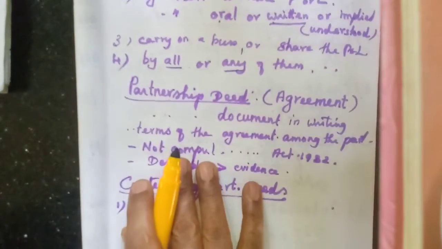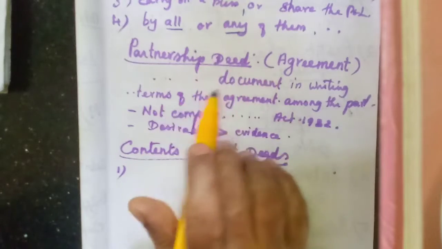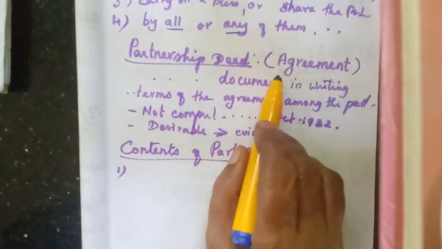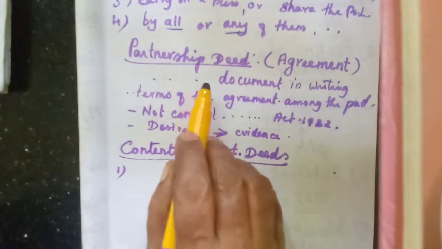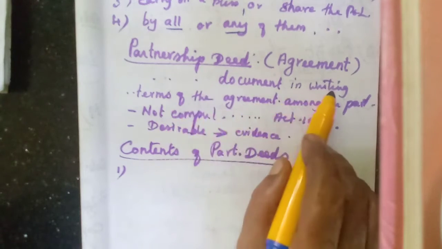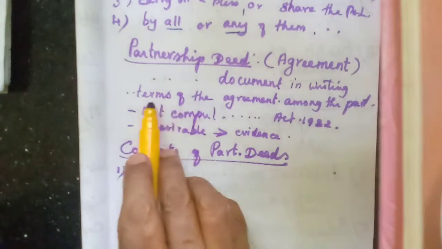Okay, now we will learn about the partnership deed. This already I have explained, that's why I am going a little faster. Partnership deed or partnership agreement. What does it contain, this partnership deed? We can say it is a document in writing, and it contains the terms of agreement.